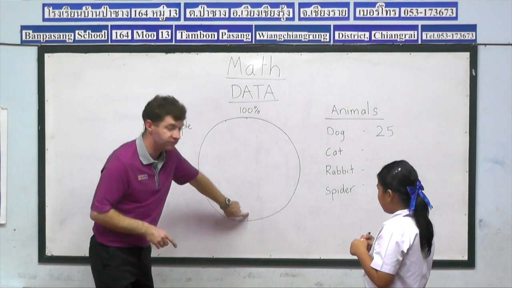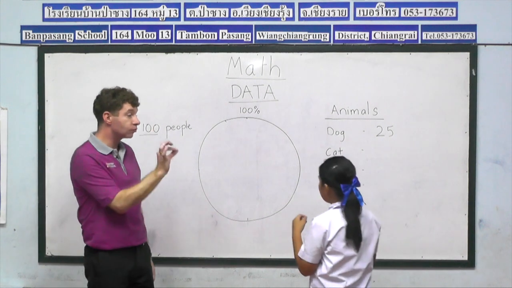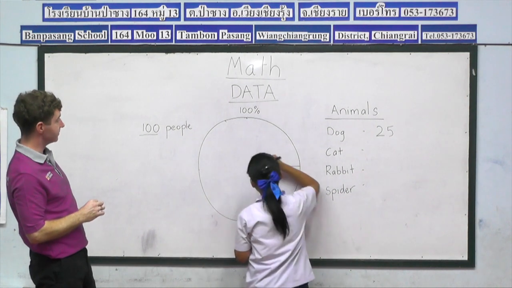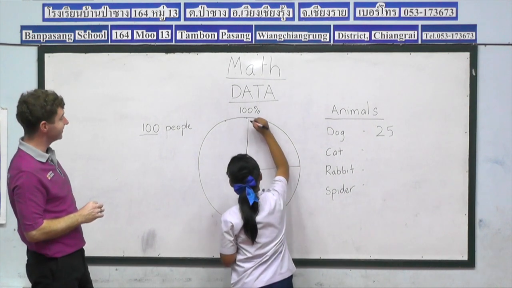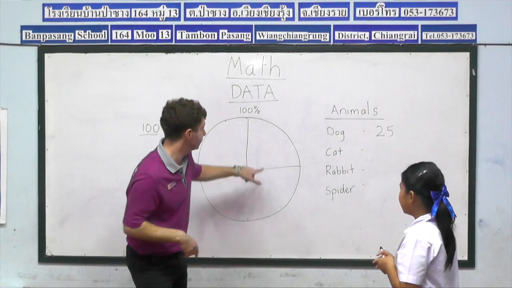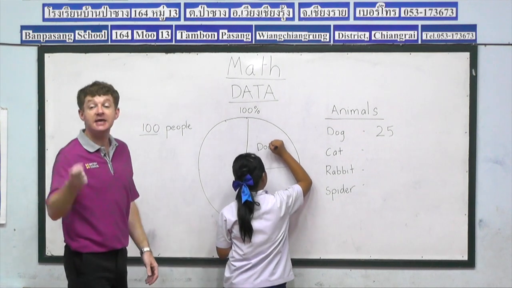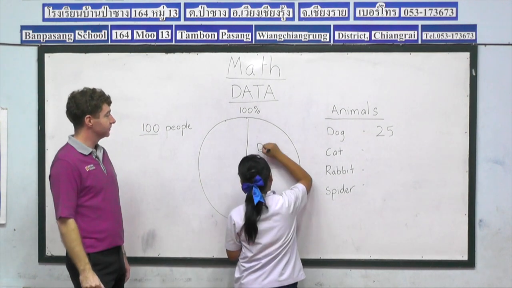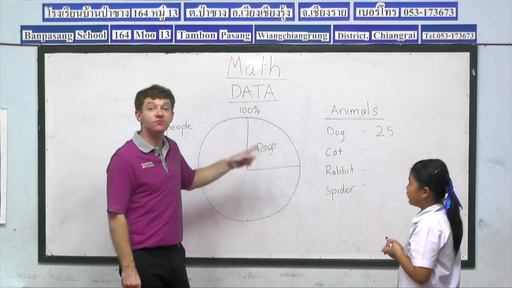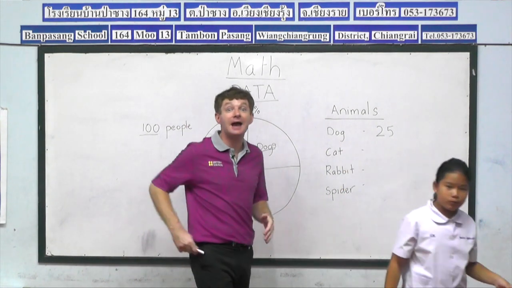50% would be half. But then half of 50 is 25. So Lakau, if you can draw one quarter of the pie. That's perfect. And then another line going up. Excellent. So you see, 25 people represents one quarter of the pie. And don't forget, put your animal inside. Dogs. D-O-G-S. Excellent. So we can see straight away, dogs, 25 people, represent one quarter of the pie. Lakau, that was excellent. High five, and a big round of applause for Lakau.